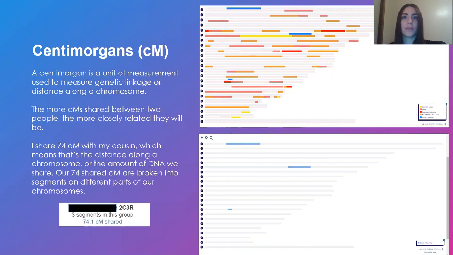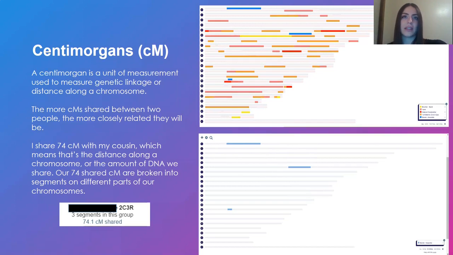So let's look at this second picture. This shows where I share centimorgans with the cousin that I talked about, whose name I've blacked out. So that's what this means when it says 74 centimorgans, that's the amount of DNA we share with each other. And then it's across 3 segments. So that's split into 3 different segments on our chromosomes. And these 3 segments could all be on the same chromosome but split up, or they can be on different ones. Doesn't really matter, but you'll see that when you map it on here. And if you can tell, it's only showing my paternal chromosomes. So this cousin is a cousin on my paternal side.